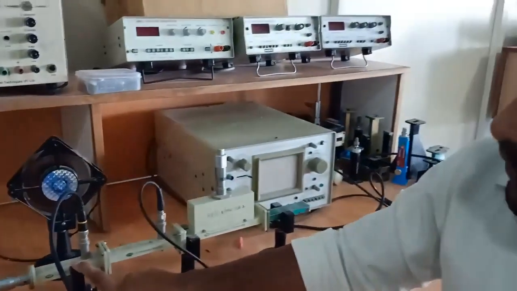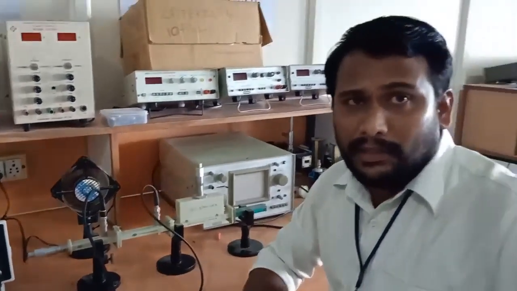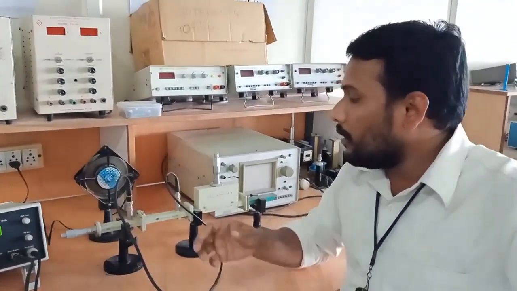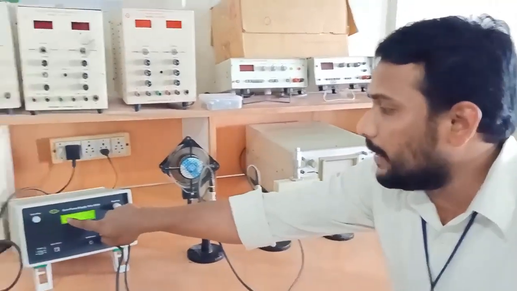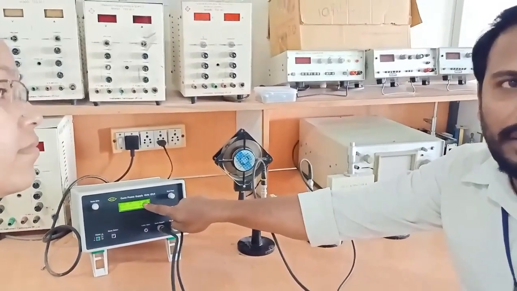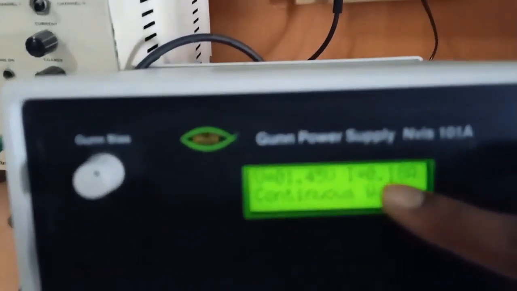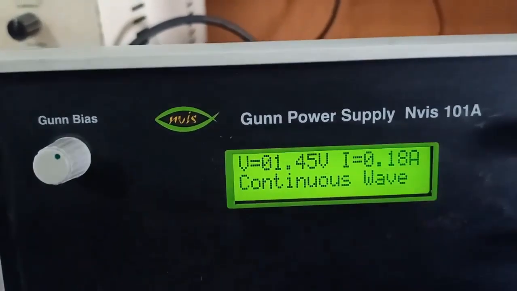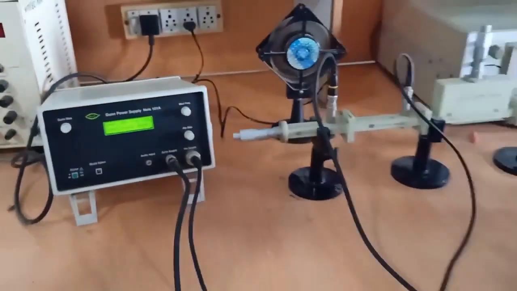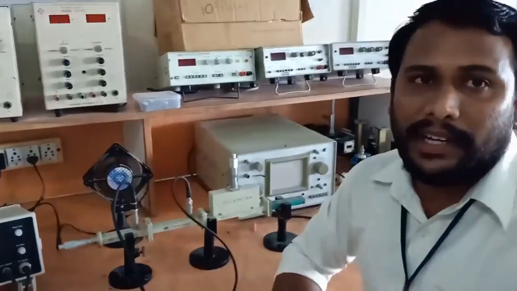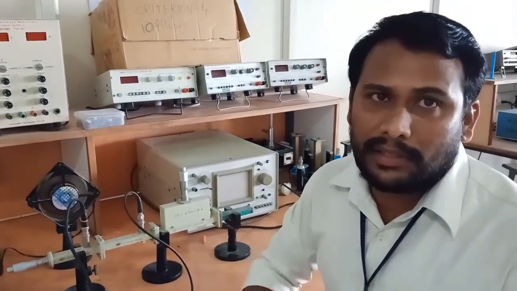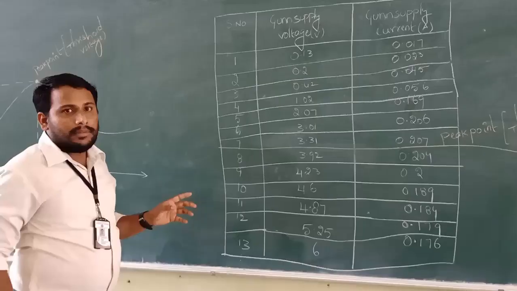Negative differential resistance region means the relation between voltage and current is out of phase. I mean it maintains 180 degrees out of phase.